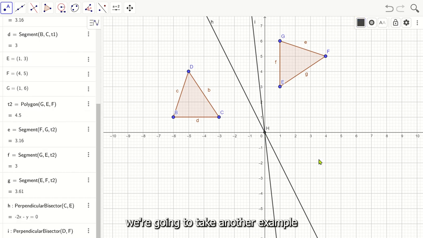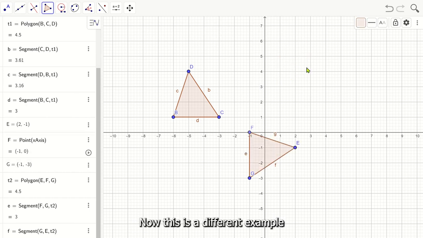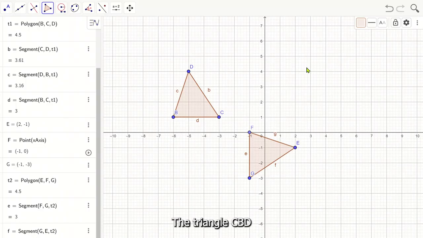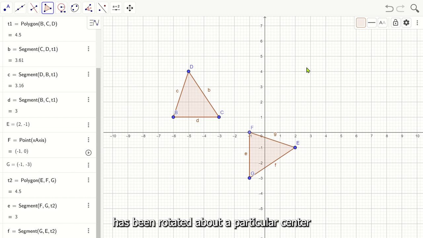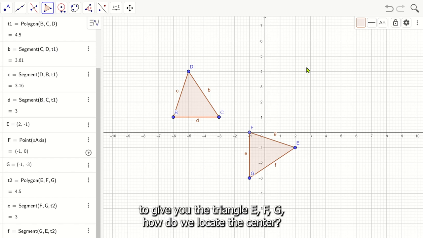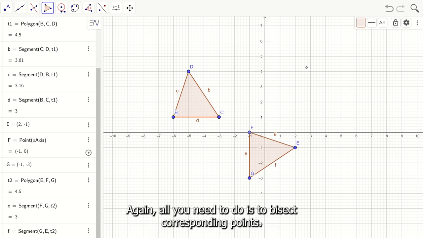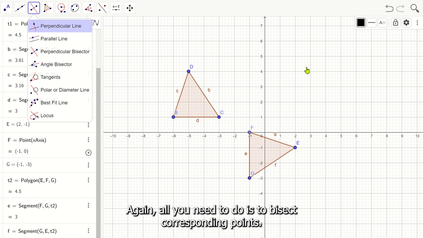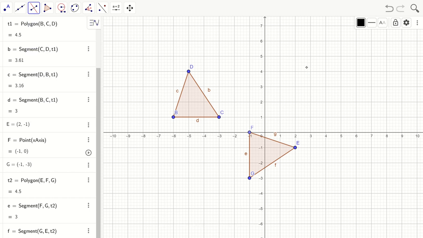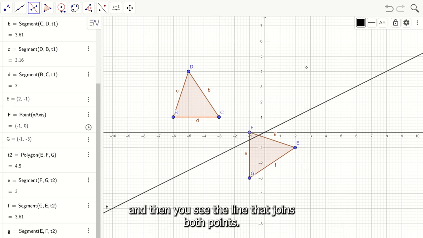Okay, we're going to take another example. Now this is a different example. The triangle CBD has been rotated about a particular center to give you the triangle EFG. How do we locate the center? Again, all you need to do is to bisect corresponding points. We know that C and G correspond, so we look at C and G, and then you see the line that joins both points.